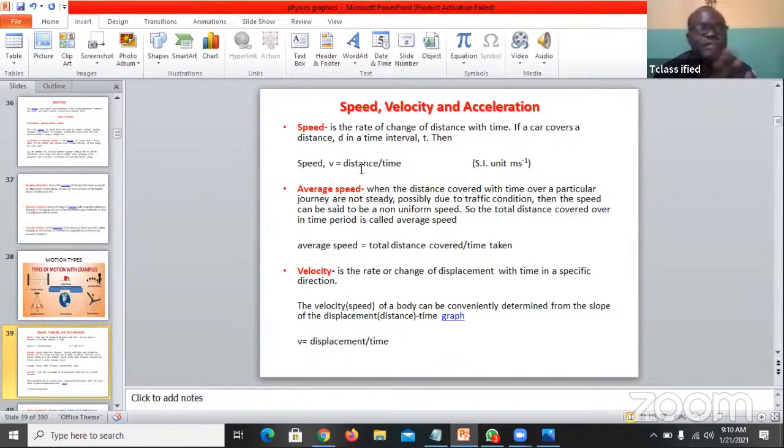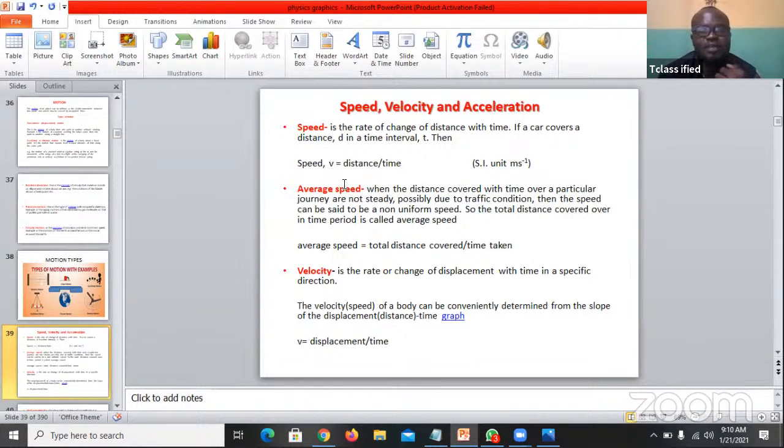So sometimes you can also say that your speed is velocity. That is speed in a specific direction. So speed that has direction is velocity. So you may see speed and velocity being interchanged in some calculations.